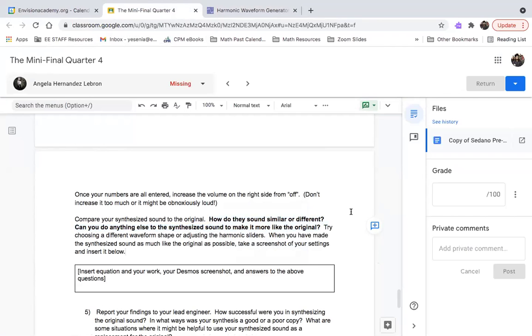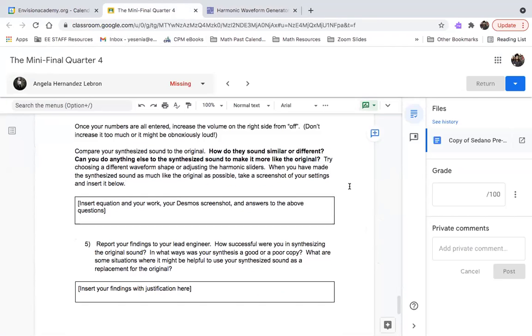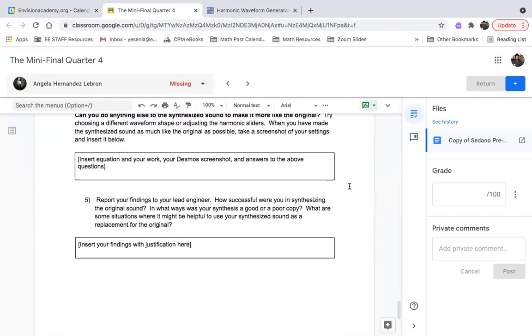Perfect. And then since it's lunchtime, I'm going to be heading to lunch, taking a break. But for number 5, once you're done at number 4, number 5 is basically like a reflection. So that's something you could totally do.